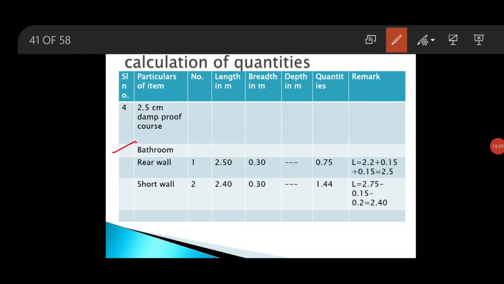So here, rear wall number is 1. Length will become, the center to center length is 2.2. With this we will add half of the width of the plinth wall on both sides. So length will become 2.5, breadth is 0.3. This is the breadth of the plinth wall of the 20 centimeter wall. Then by multiplying these three we will get the quantity as 0.75 square meter. Next we will move to the short wall.